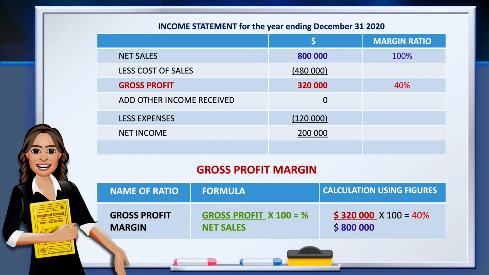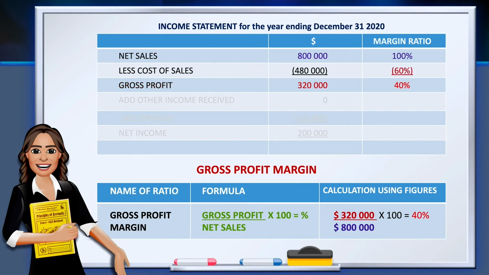After we have gotten our gross profit margin, can we then find out what percentage the cost of sales is? If sales is 100% and sales less cost of sales is gross profit, that means that your cost of sales would be the 100% minus your 40%. So this is how we get our cost of sales as 60%.